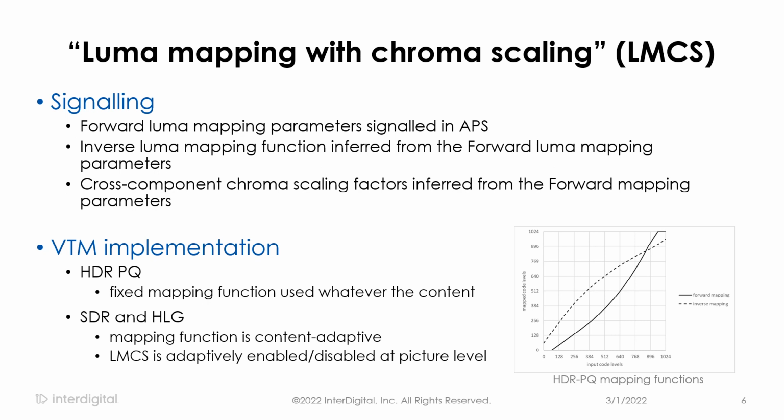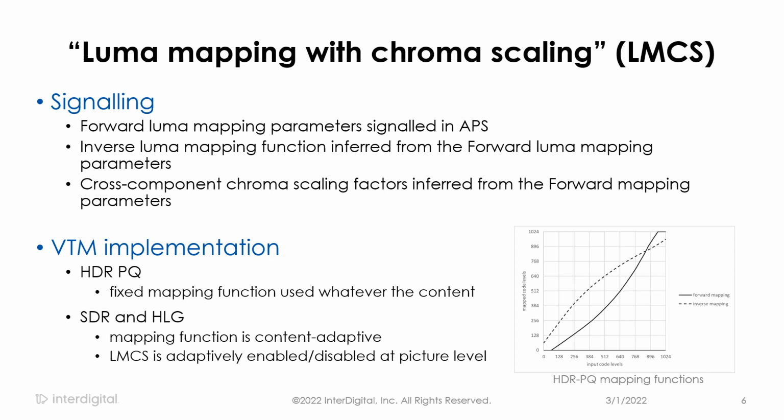In terms of signaling, only the forward mapping function parameters are signaled in the structure called adaptation parameter set, APS. So the Luma mapping function is piecewise linear, and what is signaled are the slopes and the offsets of each segment. The inverse mapping function, as well as the cross-component chroma scaling factors, are actually inferred from the forward mapping function parameters, so they don't need to be signaled.